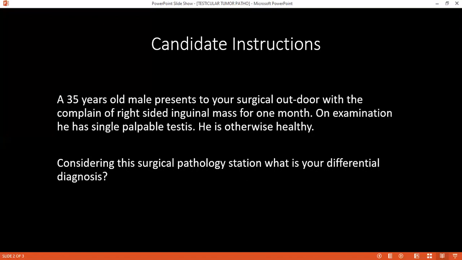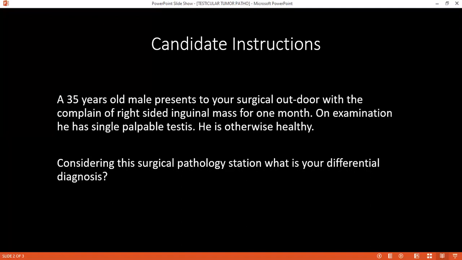Can you please tell me the etiology behind carcinoma testes? The risk factors are congenital deformities like cryptorchidism, gonadal dysgenesis like Klinefelter's or Turner syndrome, family history, infertility, environmental factors, and so on. Can you define the term cryptorchidism? It is a condition where there is complete or partial failure of descent of the testis from the intra-abdominal side to the scrotal sac.